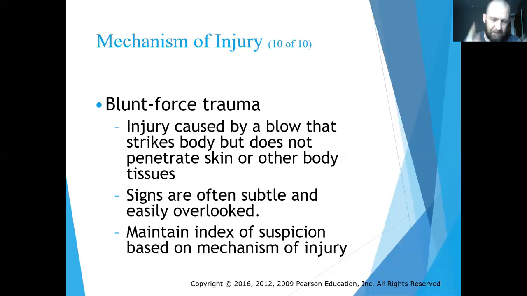So we have to maintain a high index of suspicion, especially for blunt force trauma, because it doesn't show up right away, like penetrating trauma does. We're going to see the hole. That hole gets made immediately, as soon as the body is penetrated. Not necessarily the case here with blunt force trauma. Maybe it takes a bit for us to see that. So again, keep your antenna up, maintain that high index of suspicion.